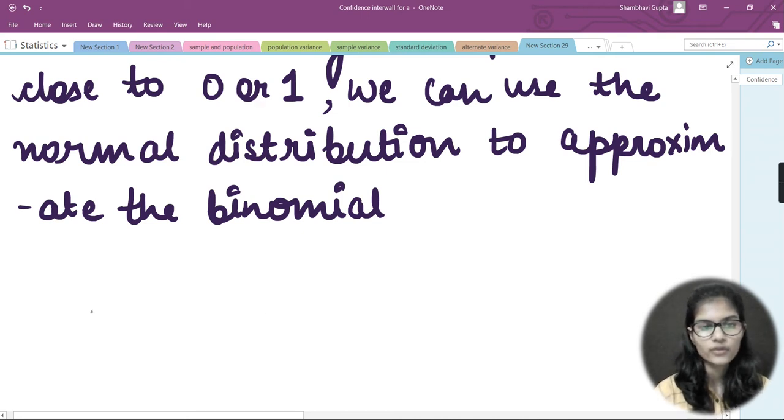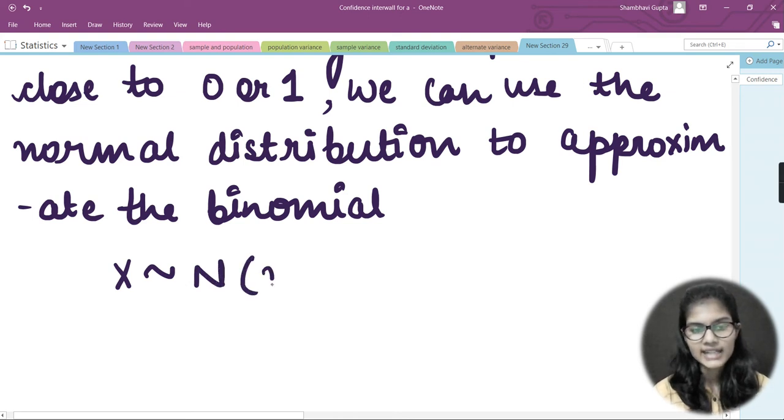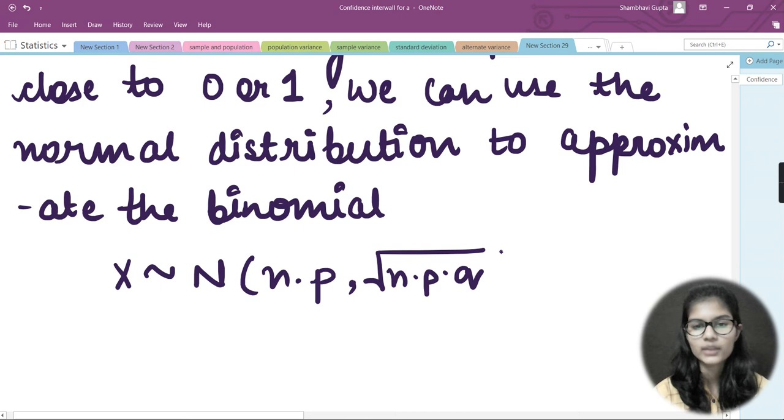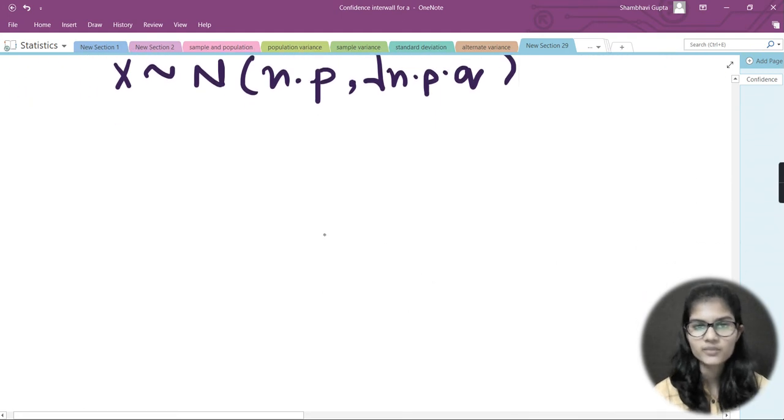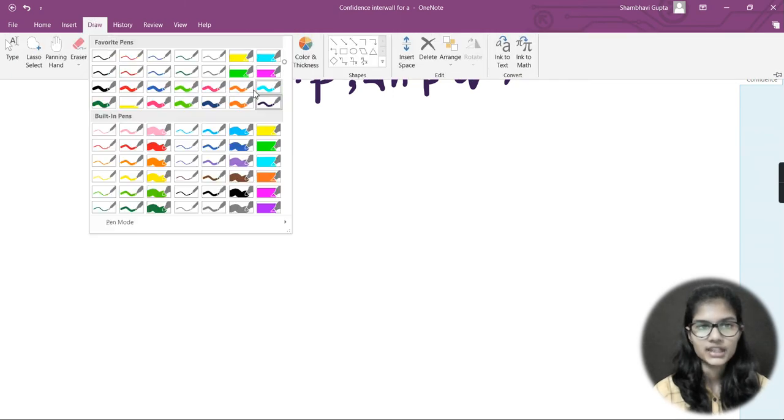Now for that, what formula can I have? Have a look over that. So X is approximately equal to N, and in the bracket it would be n multiplied by p. This dot is the multiplication sign. I hope you all know, right? And then I put one comma and come under root n dot p dot q and I would just put the bracket. Fine. So this is the formula which I can apply here when I have the conditions which I just mentioned right now.